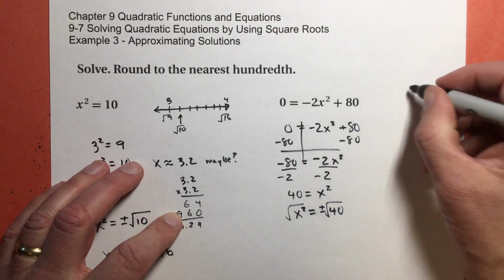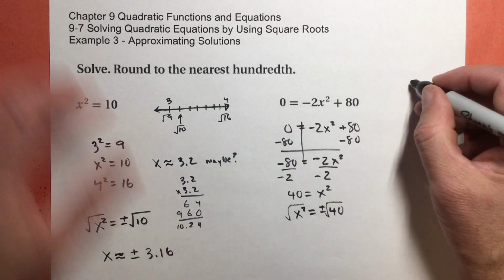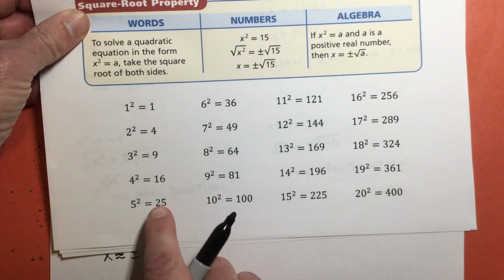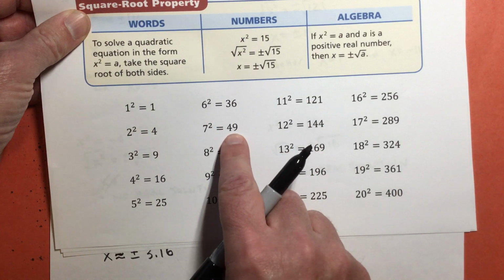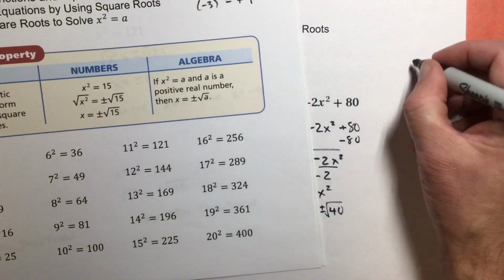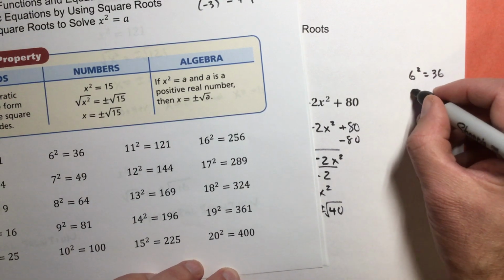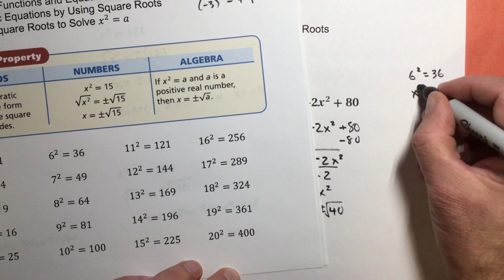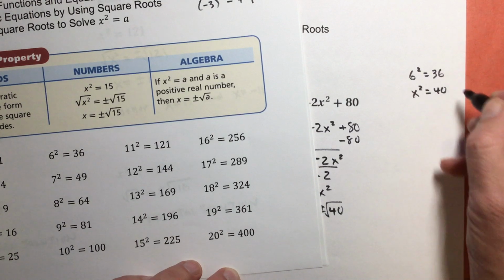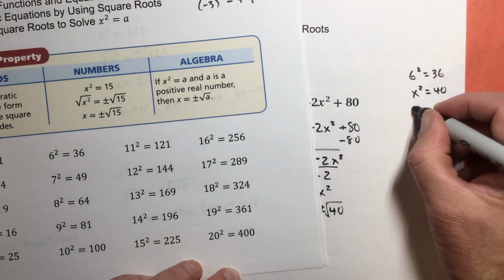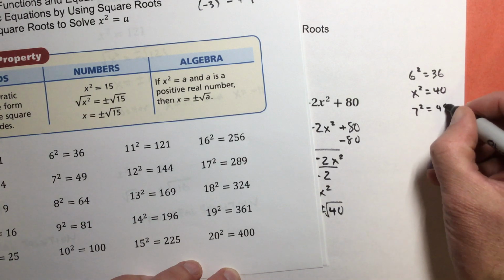Now, if you didn't have a calculator, this is what you would do. Go back to this list. I'm looking for 40. Well, here's 25, here's 36, here's 49. 40 is between these two. So 6 to the second power equals 36. I know that x to the second power is going to be 40 for the positive one. I know there's going to be a negative one too. And then I also know that 7 to the second power equals 49.